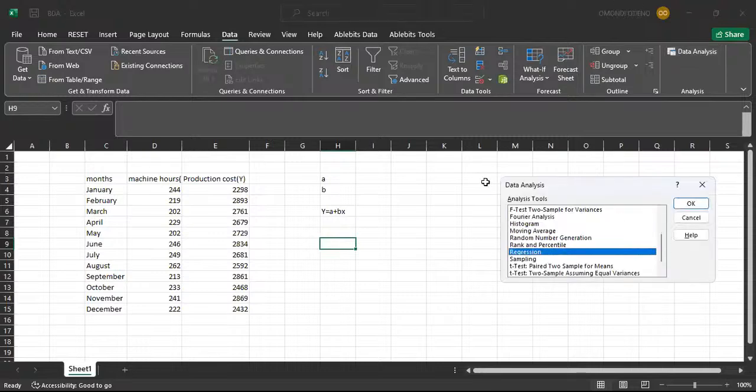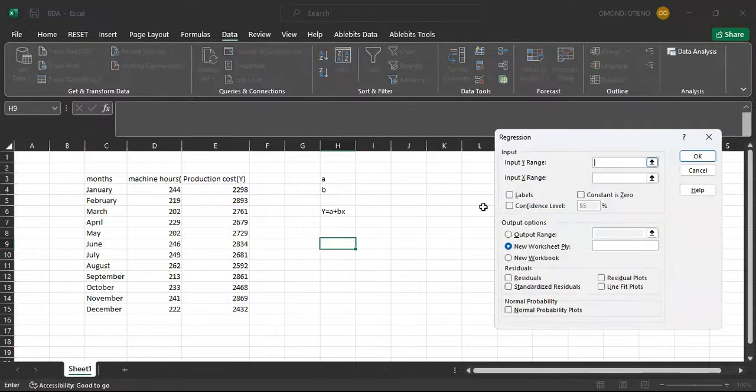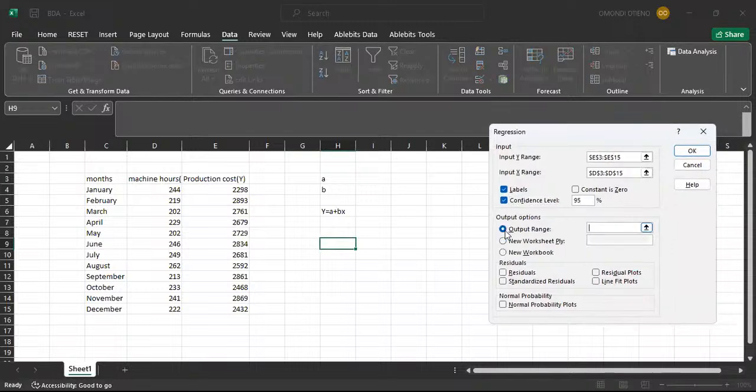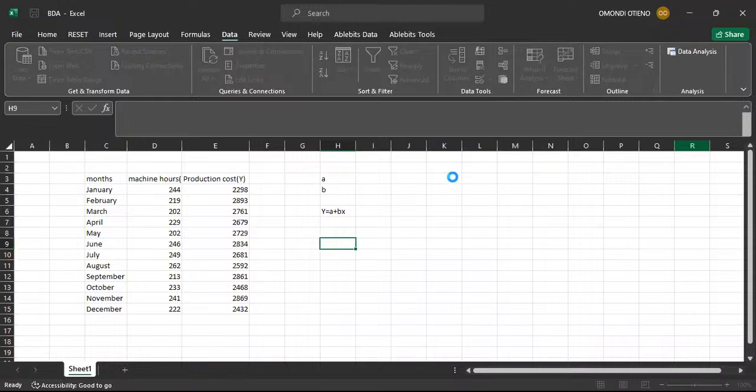So we now come to data. Just get to data, Regression. My Y input, this is it. My X input, this is it. I want it to include the title there. Confidence level, I can have it or not. Then output range, I want it within the same worksheet. I can have it somewhere here. Then, okay.